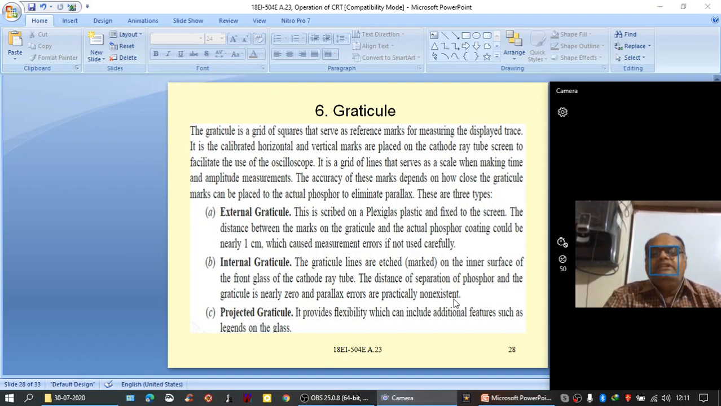And the third one is the projected graticule. It provides the flexibility which can include additional features such as legends on the glass. Additional features can also be added using the projected graticule.